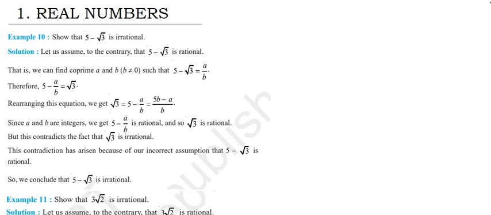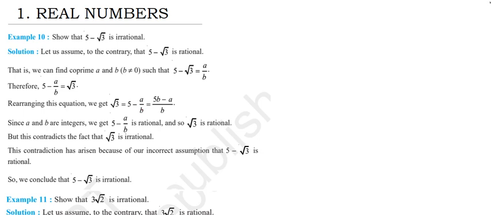Hello students, in this video we are discussing CBSE Class 10 Maths NCERT textbook, the first chapter, that is Real Numbers. In the previous videos we've already discussed theorems 1.3 and 1.4 where we learnt about rational and irrational numbers, and then we learned that root 2 is irrational, and we also saw the theorem behind it. So now we are going to discuss examples 10 and 11.